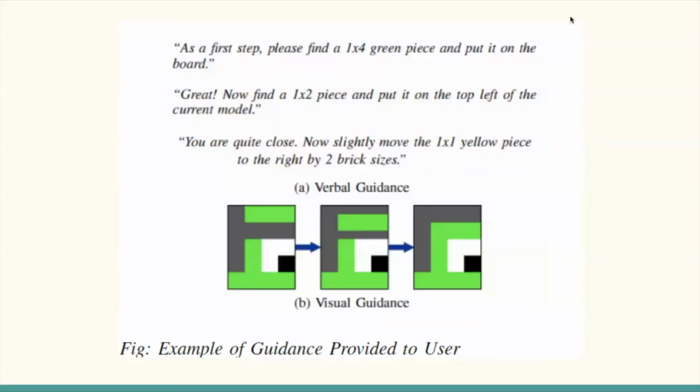The figure given below basically tells us how the cognition assistance will take place. And there will be two types of guidances, one verbal and one visual. As you can see, for resolving stacks on top of each other, the first step will tell the user to find a green piece and put it on the board. And similarly, other tasks will be carried out. Next.